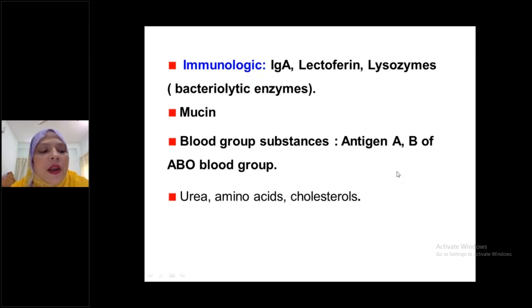If the examiner asks you, please tell me the important constituents of saliva, tell only these: ptyalin, salivary alpha amylase, immunoglobulin A, lysozymes, mucin, and blood group substances, that is antigen A and B. Only these things you have to tell for the Viva exam. But in the written exam, you have to write everything.